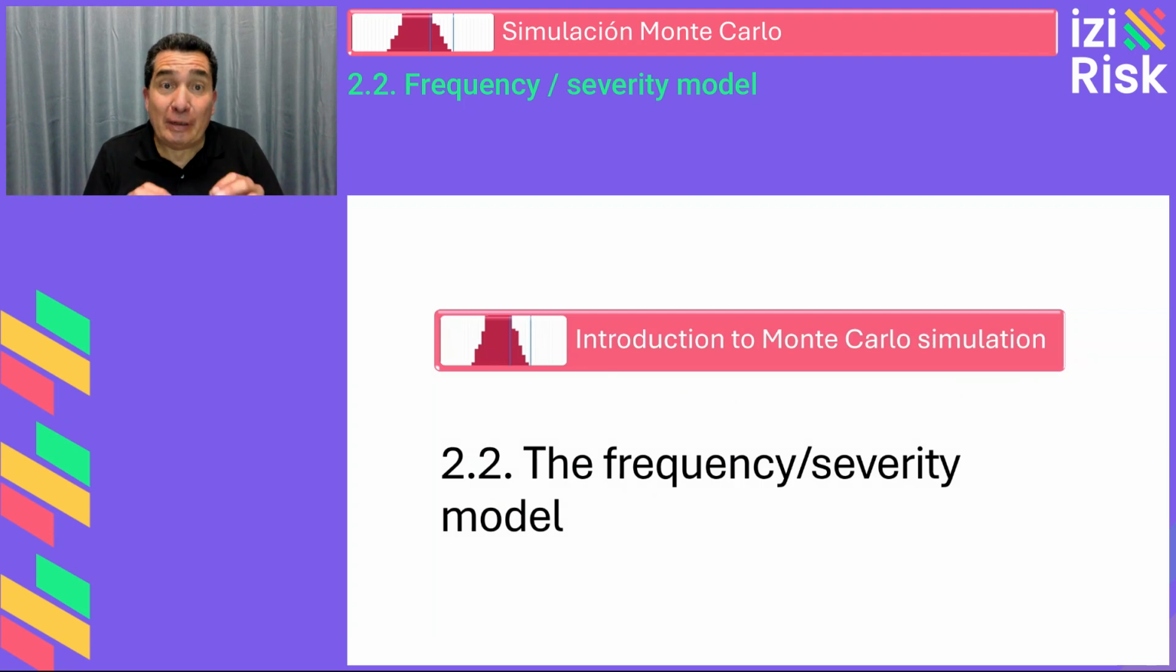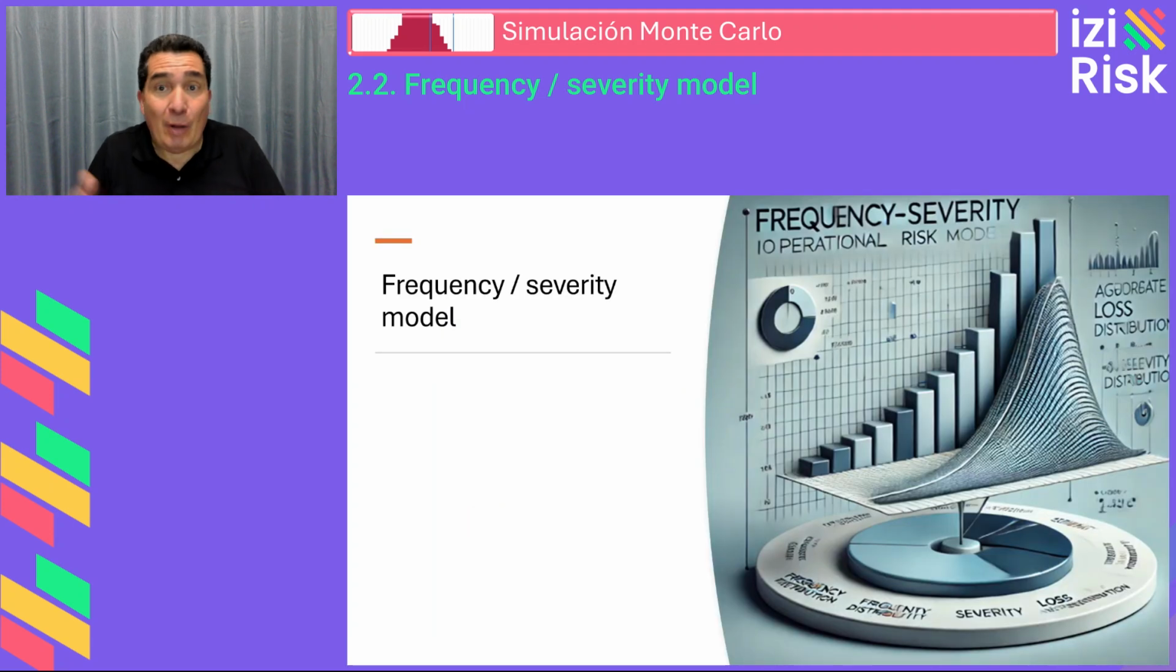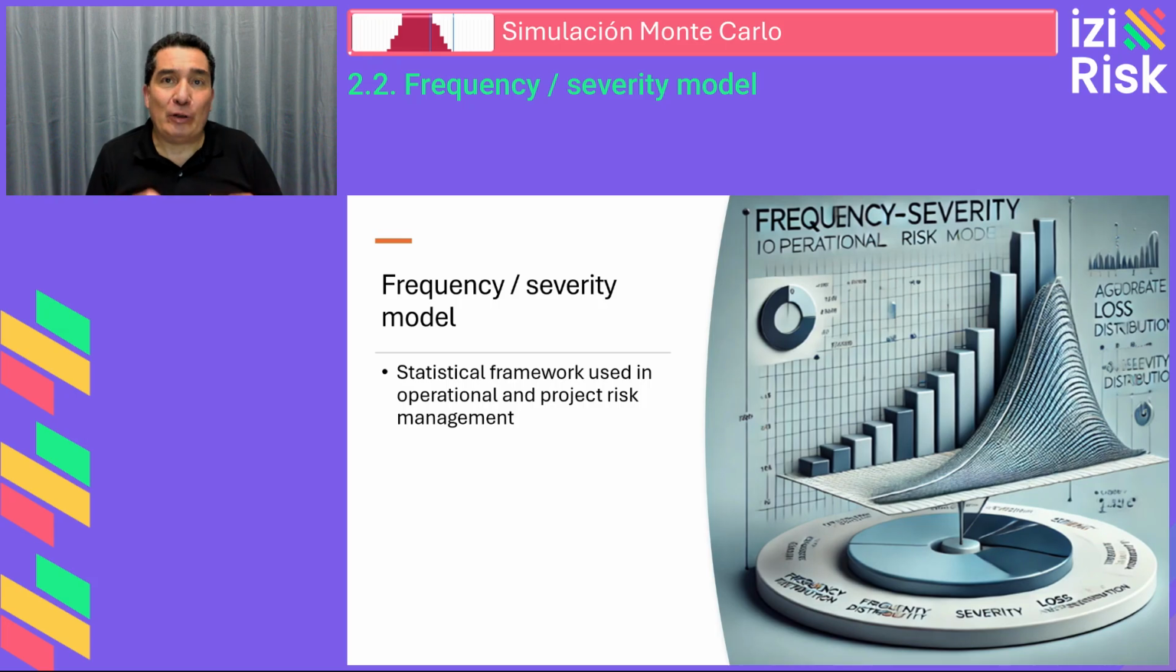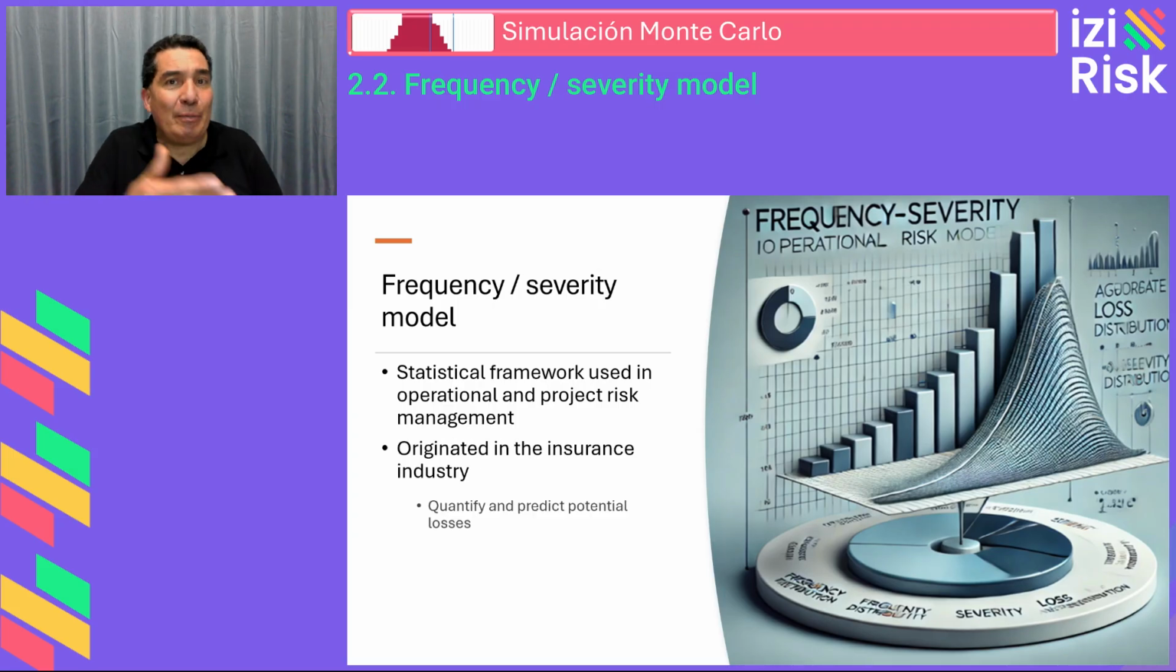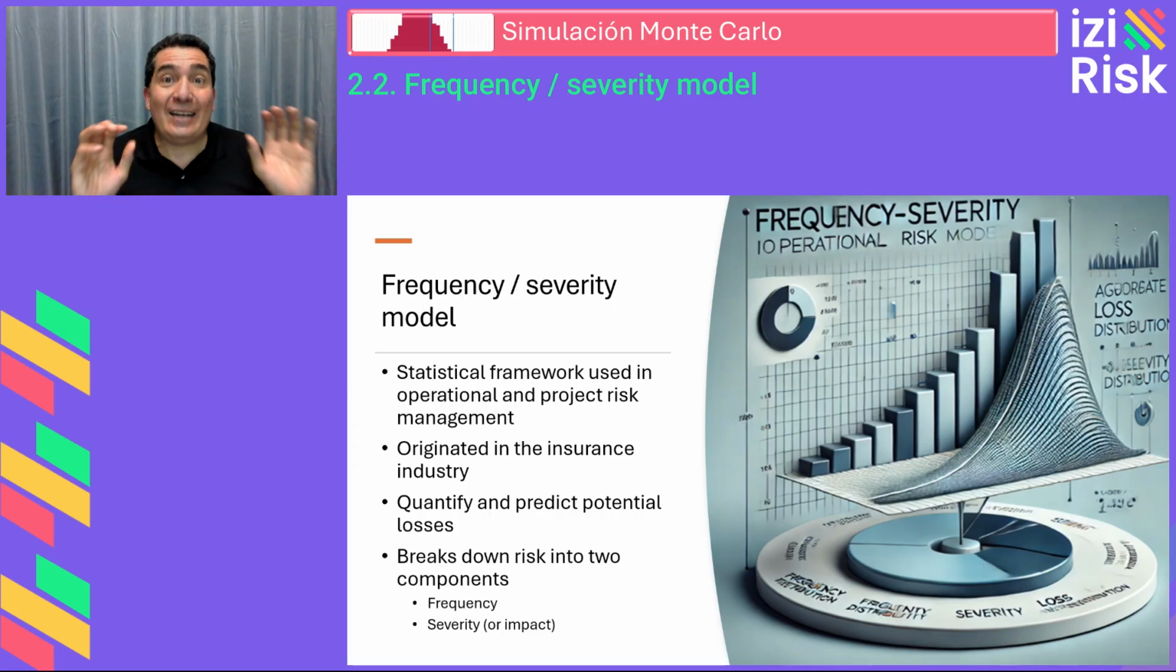The frequency-severity or frequency-impact model is a statistical framework used in operational and project risk management. This model was not invented by me. It originates in the insurance industry, where it is used to quantify and predict potential losses. It bases risk on two main components.